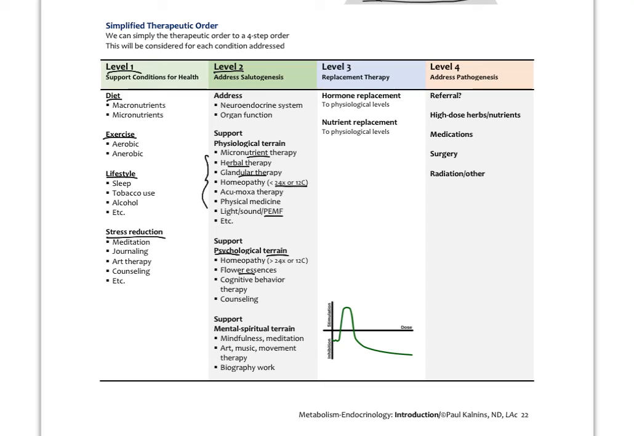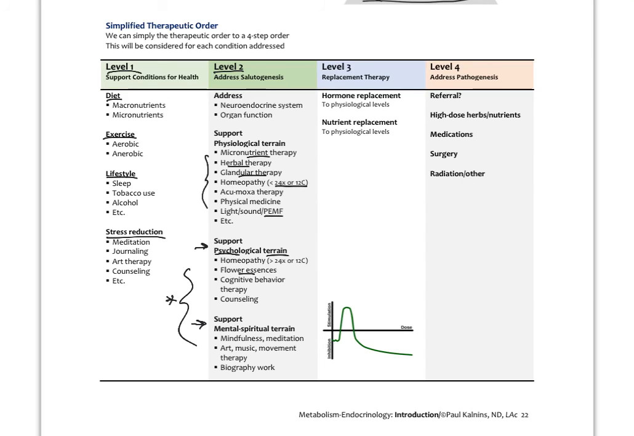Flower essences, which really would be above Avogadro's number, this you can't really measure chemical constituents within the flower essences, cognitive behavioral therapy, counseling, etc. It all supports psychological terrain. And then we might say we can go even further and support mental spiritual terrain with mindfulness meditation, art, music, movement therapy, biography work, etc. Again, for this course, I'm not going to really focus on these, but we should take them into consideration. And in your practices, you'll find your own ways, I think, to work with that.